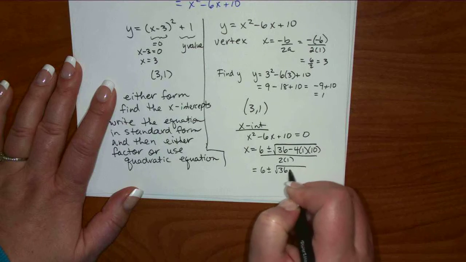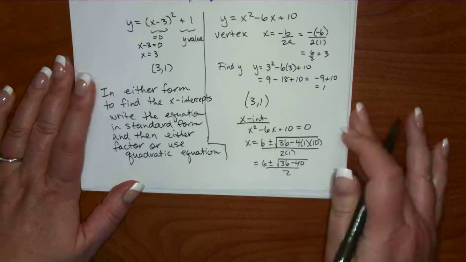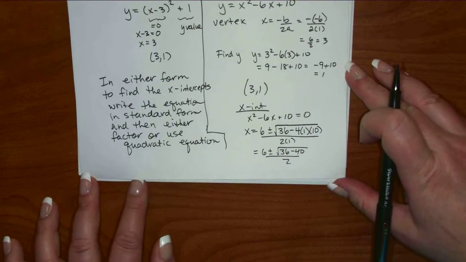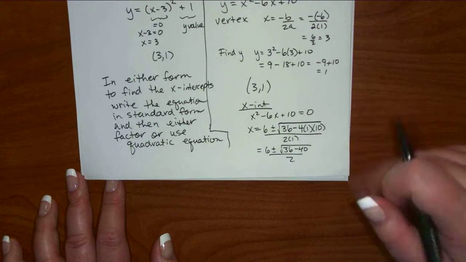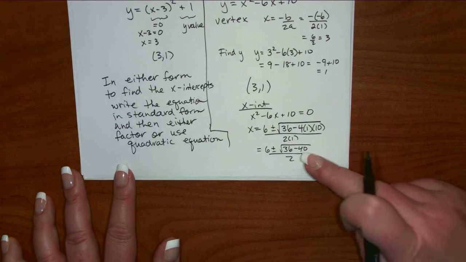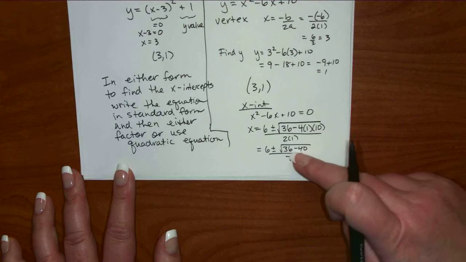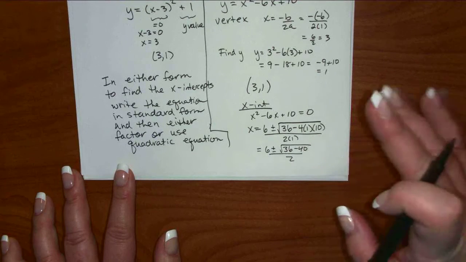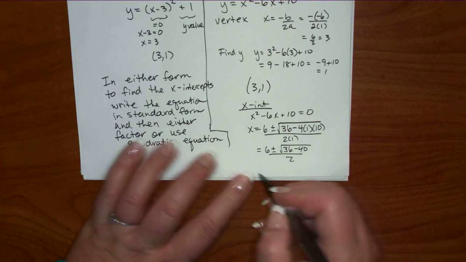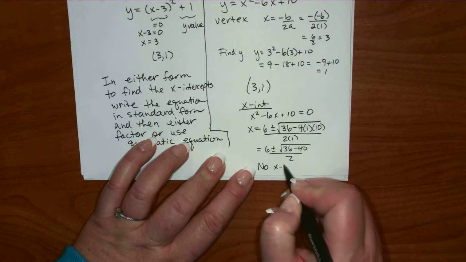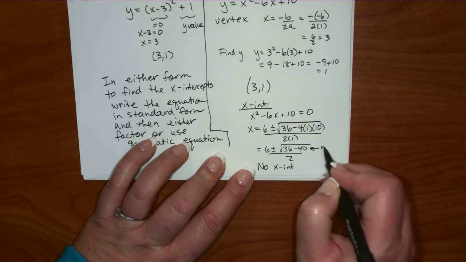What happens? Negative. Okay, so let's talk about this. There's no x-intercepts. Why? There's a negative under the square root. 36 minus 40 is negative 4. No x-intercepts. Negative.